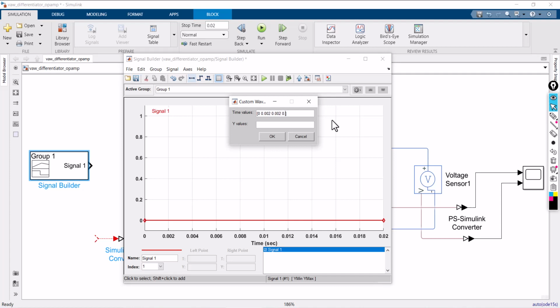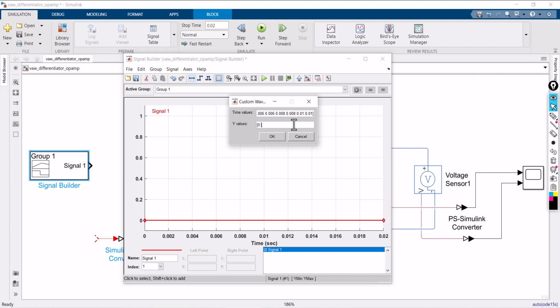0.004, 0.004, 0.006, 0.006, 0.008, 0.008, 0.01, 0.01. Okay, this is enough, I think so. So count the number: 2, 4, 6, 8, 10. Total I'm having 11 values. Okay. So similarly I have to feed 11 y values.